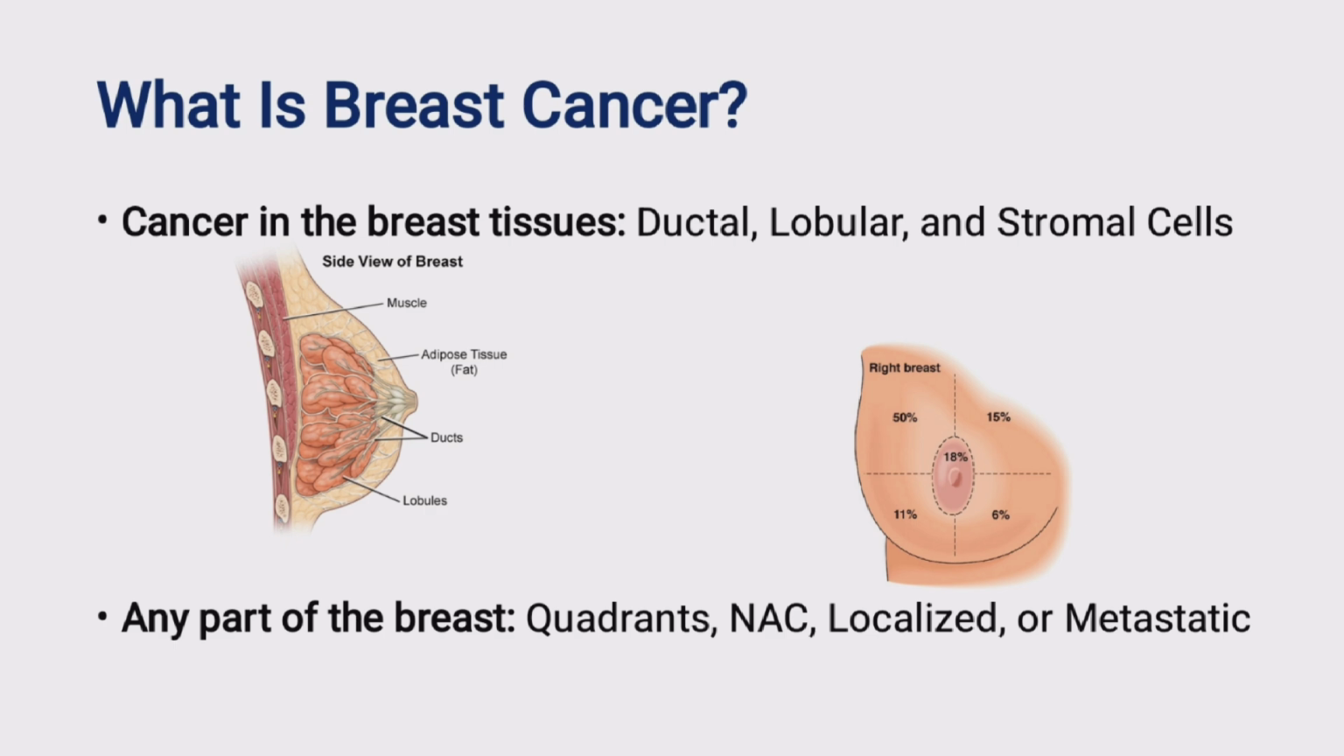Breast cancer can originate from different types of cells, including ductal, lobular, or stromal cells. Uncontrolled proliferation of these cells in any part of the breast is termed breast cancer. The breast is divided into four quadrants and a central area known as the nipple areola complex (NAC). The most common site of breast cancer is the upper outer quadrant because there is more breast tissue.